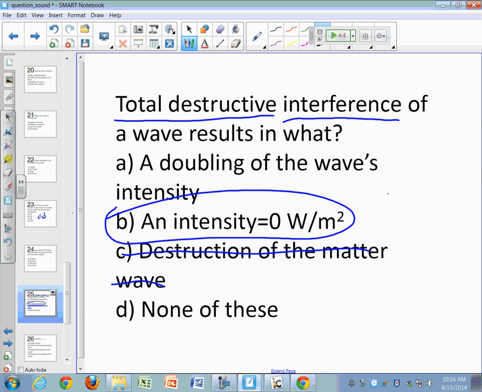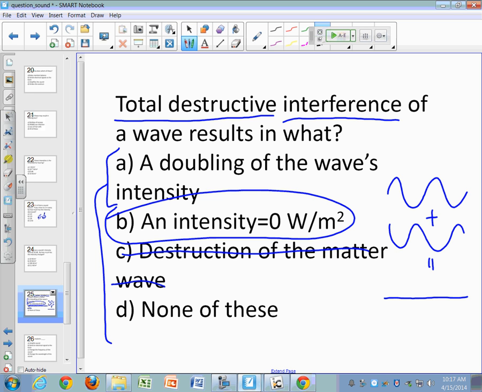Total destructive interference is when I have two waves like this, and I add them up, and that gives me a wave with no intensity. All right, for noise-canceling headphones. So B is the right answer. By the way, constructive interference would look like this, where if I have two waves where the peaks line up with the peaks, that would give me a wave that would have a greater intensity. We might see that in the next chapter.